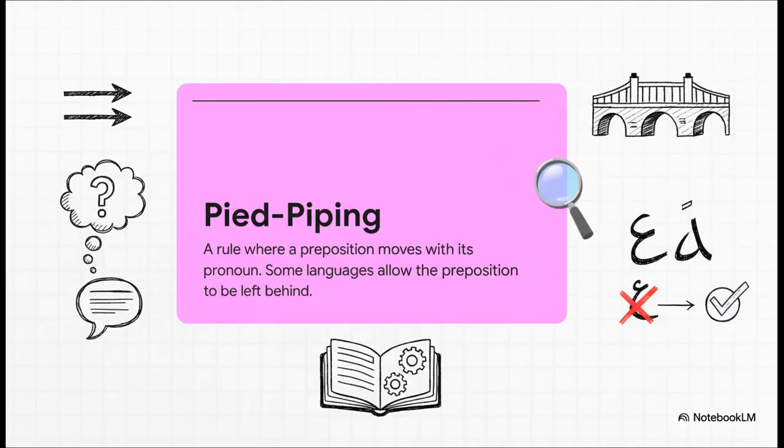TGG can also give us these really elegant explanations for big patterns. Take a rule with a great name, pied piping. This rule is all about whether a preposition has to move along with its pronoun. In English, we can leave it behind. We can say, "What are you talking about?" In Arabic, that's a no-go. The preposition has to follow the piper, so to speak. And this single rule helps explain differences in how both questions and relative clauses are formed.